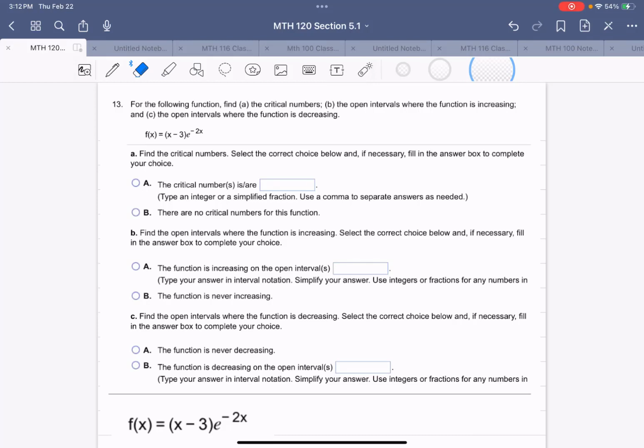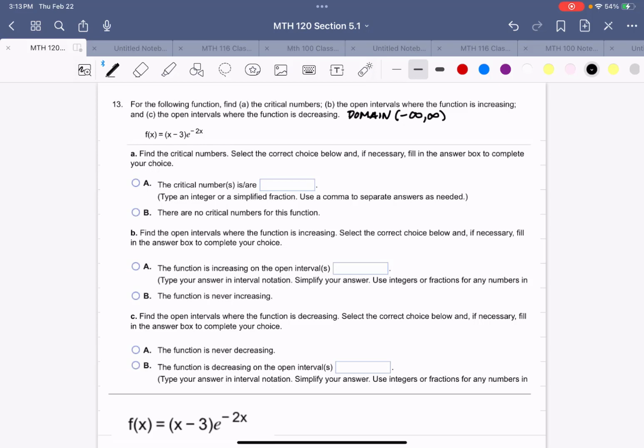Example 13. For the following function, find A, the critical numbers, B, the open intervals where the function is increasing, and C, the open intervals where the function is decreasing. So the domain of our function here is from negative infinity to positive infinity, because there are no restrictions, because we have no denominators, no square roots, no logarithms.